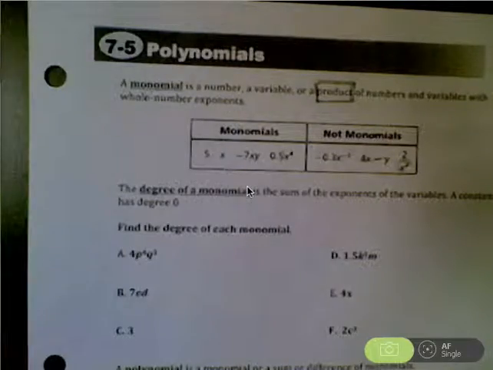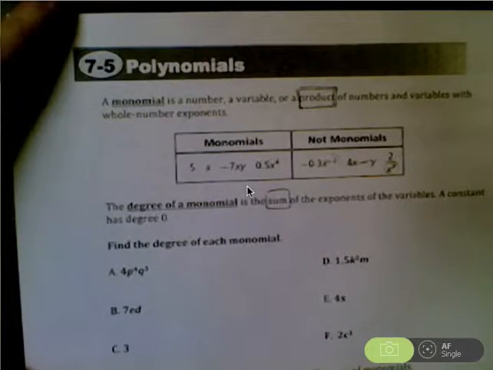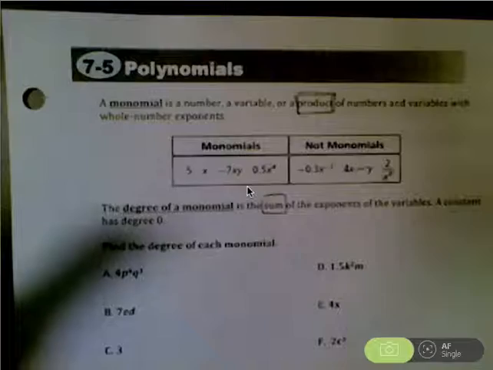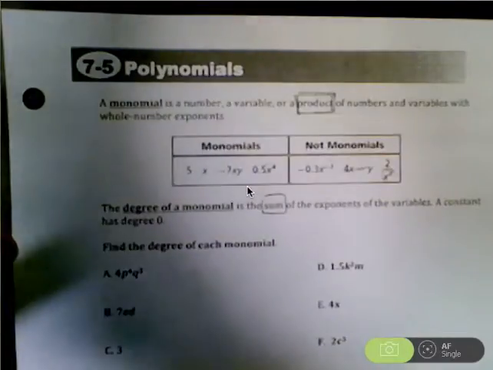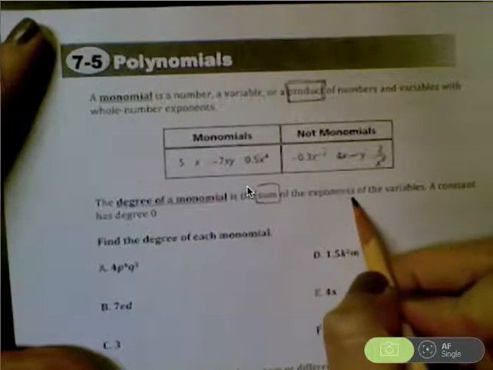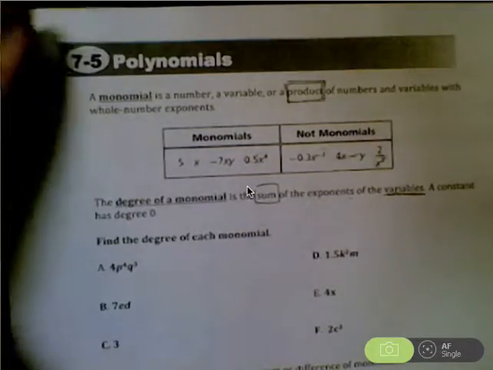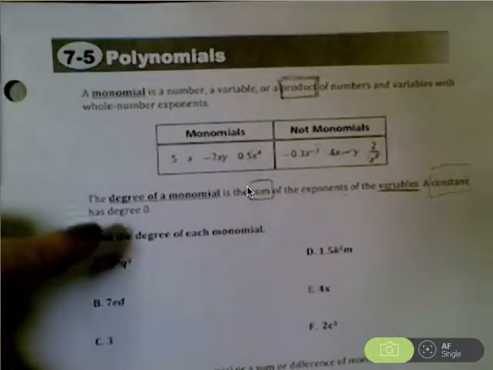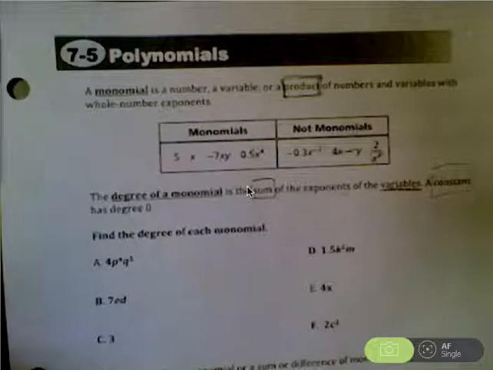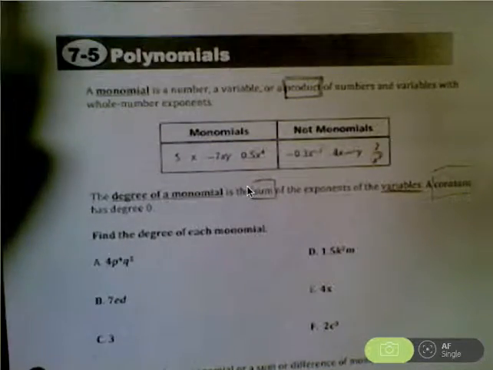The degree of a monomial is the sum of the exponents of the variables. A constant has a degree of 0. So first of all, what does sum mean? Yes, the answer to an addition problem. So basically you're going to add all of the exponents of the variables. One thing that is really important that you know is that a constant always has a degree of 0, even though the exponent of a constant is not 0.